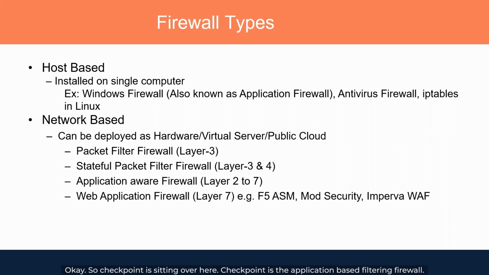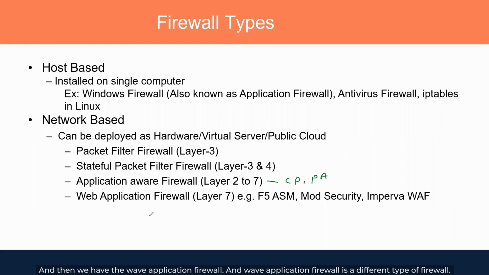layer 7. Okay, so Check Point sits over here. Check Point is an application based filtering firewall, so it can filter the traffic based on the application. Whether we talk about Check Point or Palo Alto, these are firewalls which filter the traffic based on the application. That means they can work from layer 2 to layer 7.